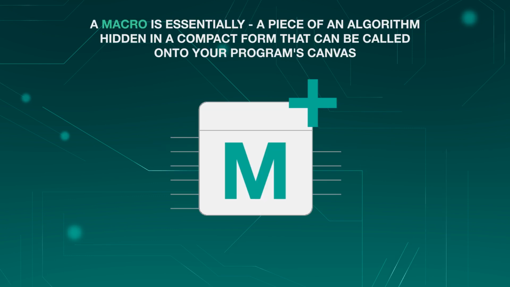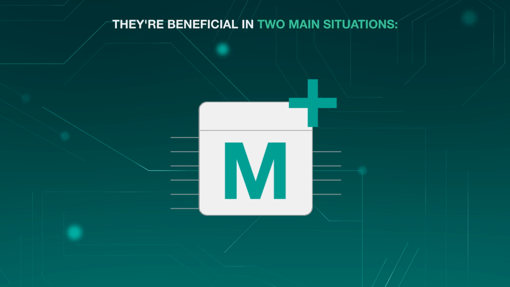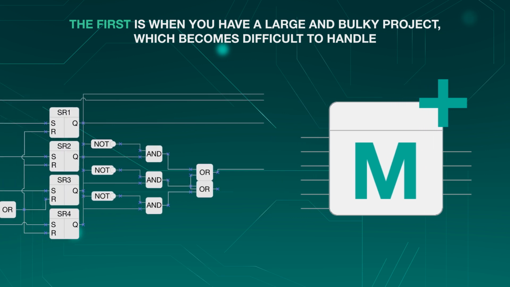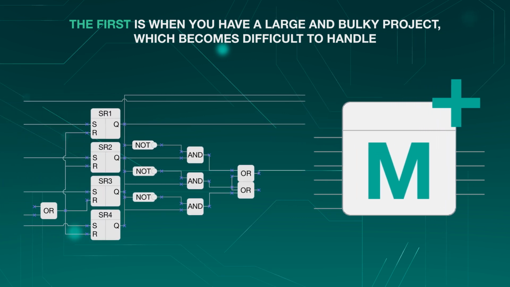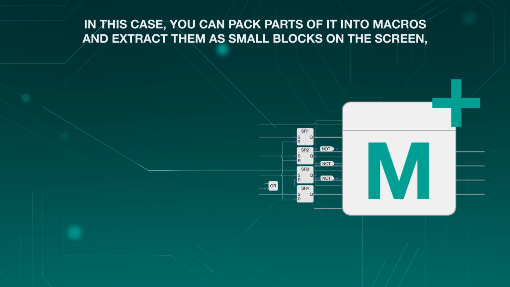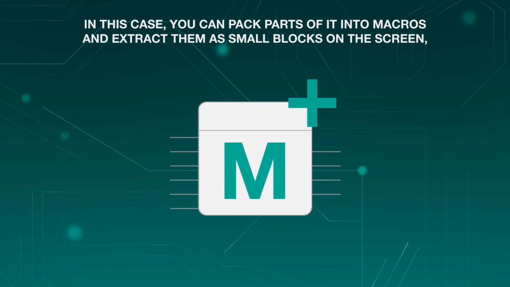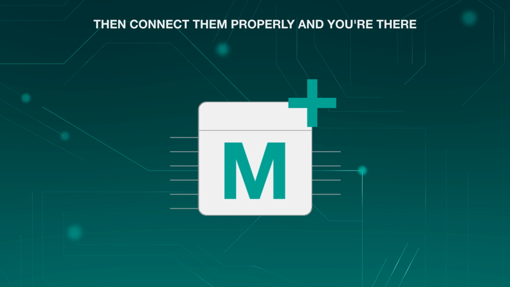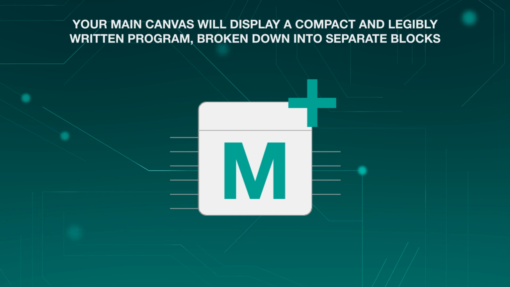A macro is essentially a piece of an algorithm hidden in a compact form that can be called onto your program's canvas. They are beneficial in two main situations. The first is when you have a large and bulky project, which becomes difficult to handle. In this case, you can pack parts of it into macros and extract them as small blocks on the screen. Then connect them properly and you are there. This way, your main canvas will display a compact and legibly written program, broken down into separate blocks.